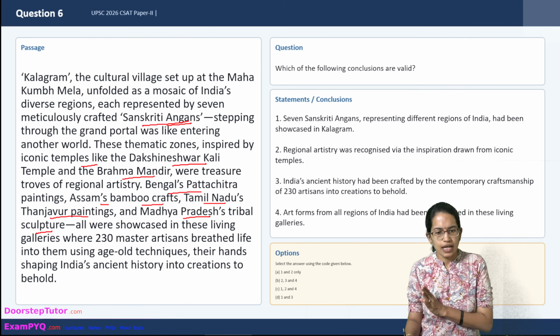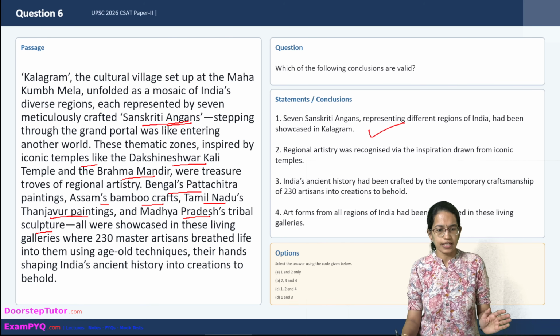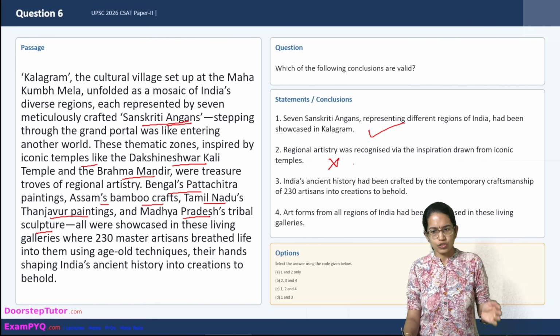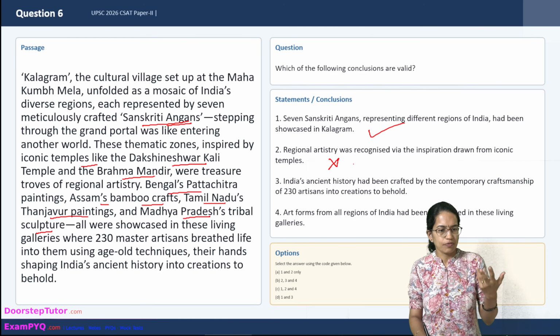7 Sanskriti Angan represent the different regions of India and have been showcased in Kalagram. That is perfectly correct. It is valid. The regional artistry was recognized via inspiration drawn from iconic temples. It's not correct, because it's not just the temple. They have different forms through which it was recognized. So you have the various forms of artistries which were recognized by various other methods as well.